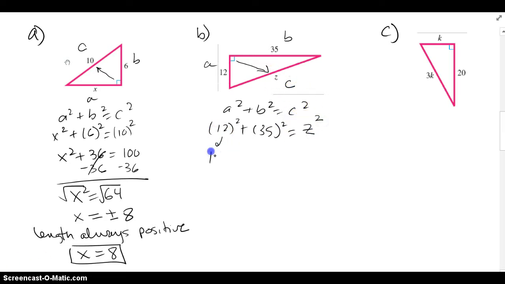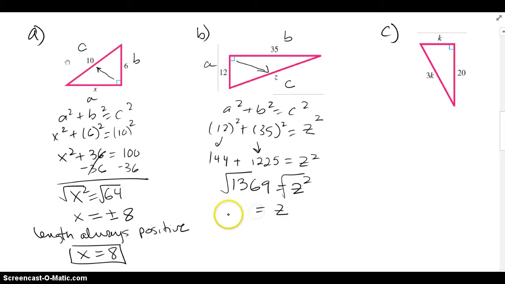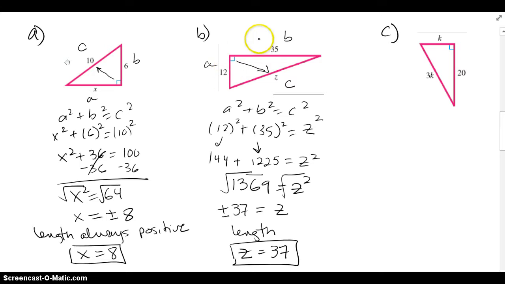So 12 squared is 144, plus 35 squared, punch that into your calculator, we get 1225, equals Z squared. That's going to give me, when I add them, 1369 equals Z squared. It already fits the form that I need, so I take the square root of both sides. Z is plus or minus 37, punching that into my calculator and taking the square root. But again, since I'm talking about length, Z in this case is 37 units long. So it's a triangle of sides 12, 35, and hypotenuse 37.